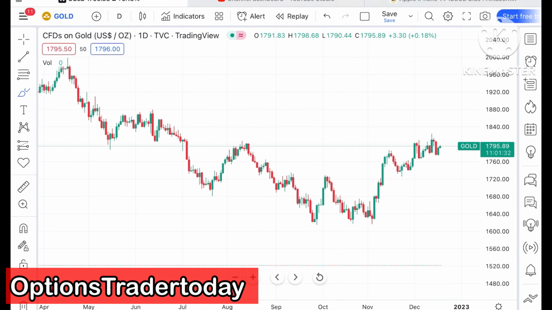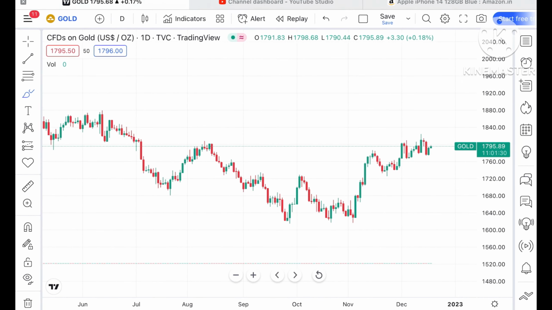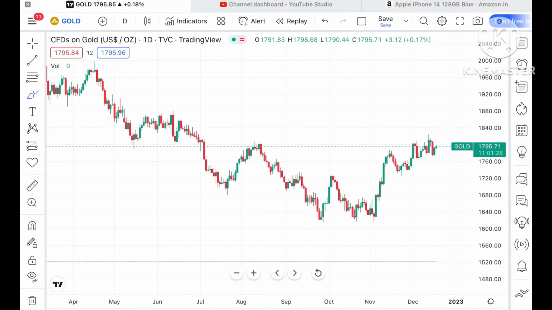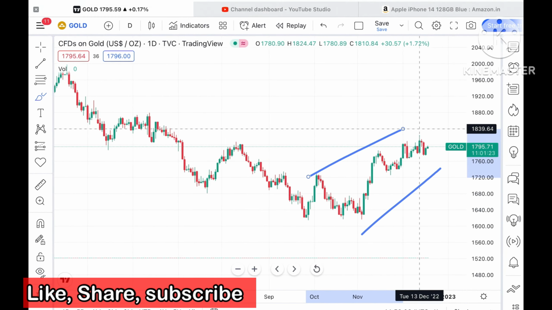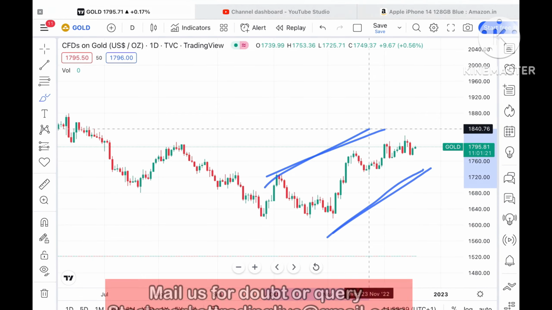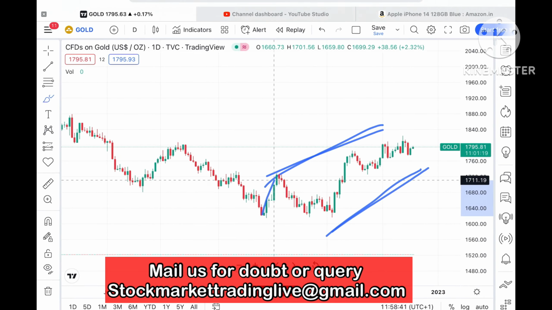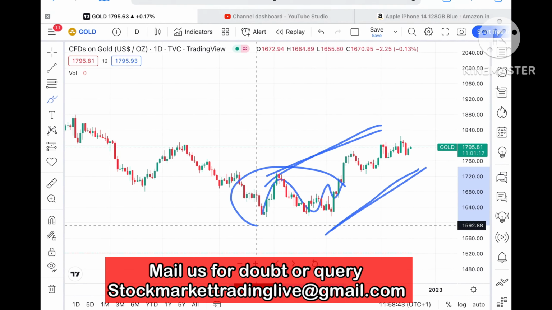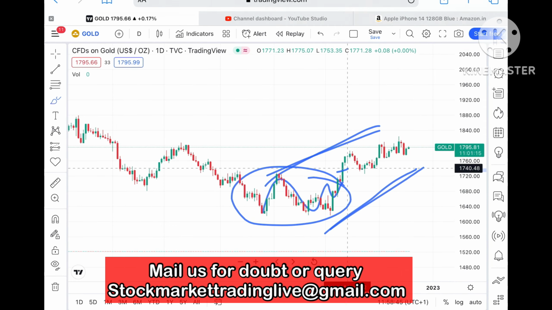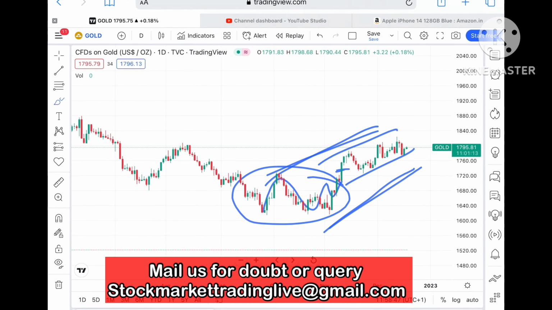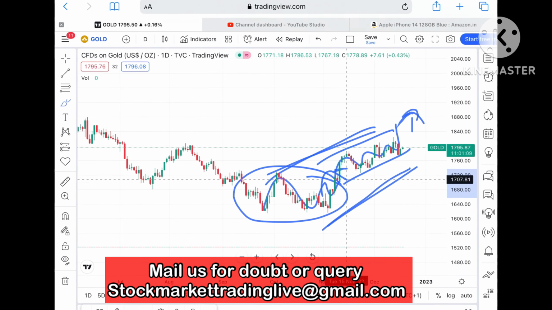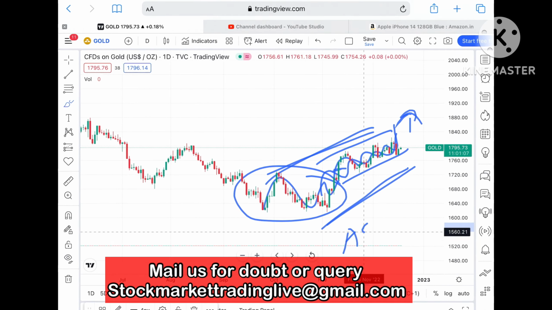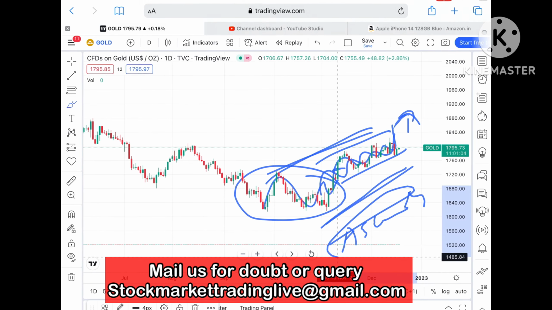Today in this video I will tell you how the price of gold has moved in the last 2 days and how it can move in the next 2 days. If you look at the chart of gold, there is a continuous uptrend. This uptrend came when this particular zone broke upside, and from there it has been continuously moving upside in an ascending order, but it is quite volatile.